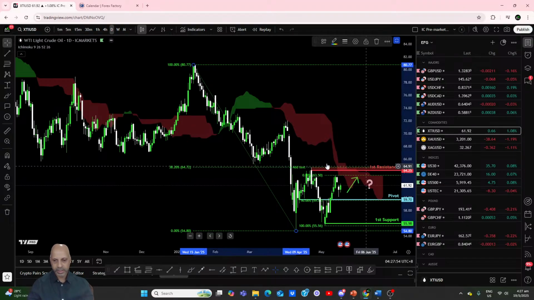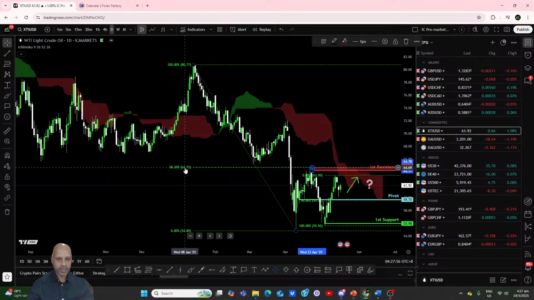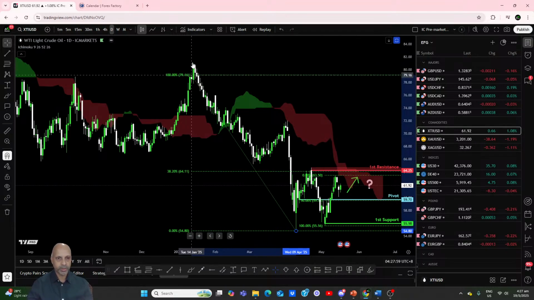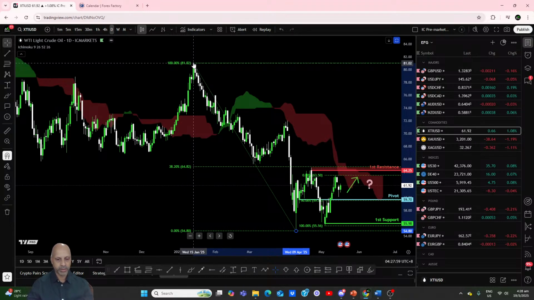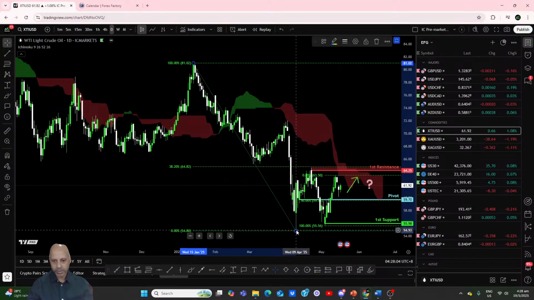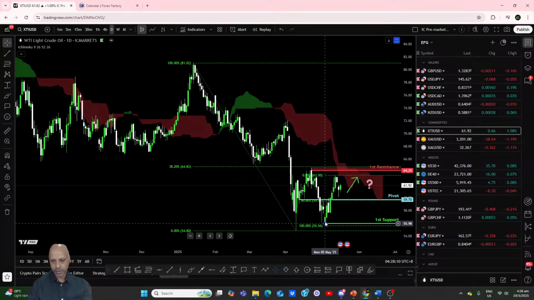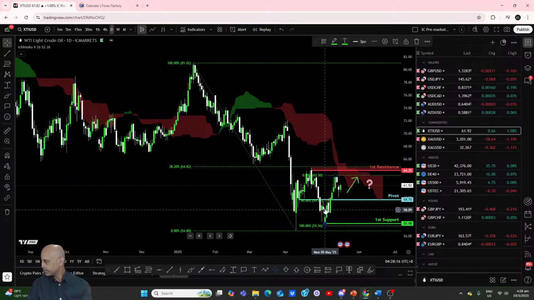We can also see that this swing high resistance is accompanied by a Fibonacci retracement at 38.2%. Of course, we found this retracement beginning from this swing high on 15th of Jan, going down to the swing low here on 9th of April. And in terms of support, we have a very significant swing low that was formed here on 5th of May at around $56 per barrel, and that's where the first support has been identified.